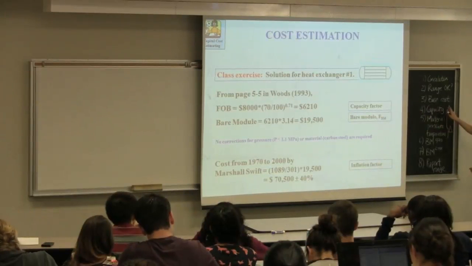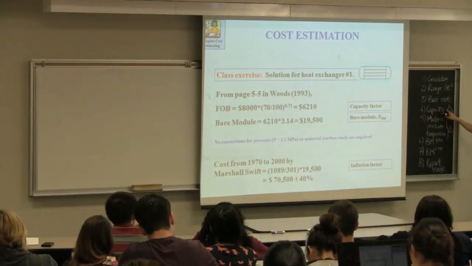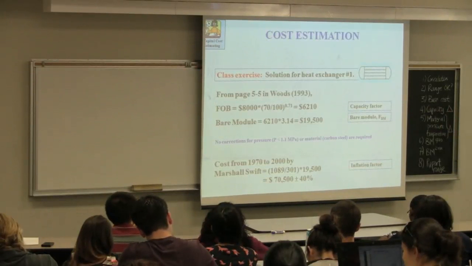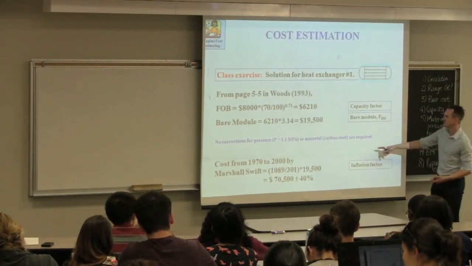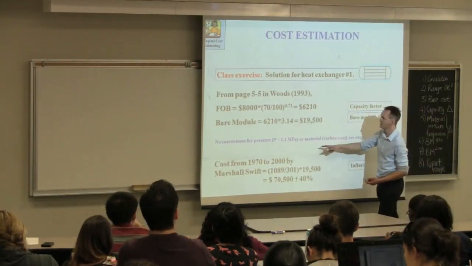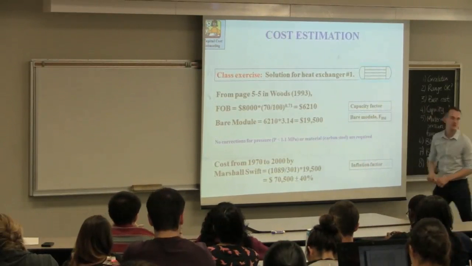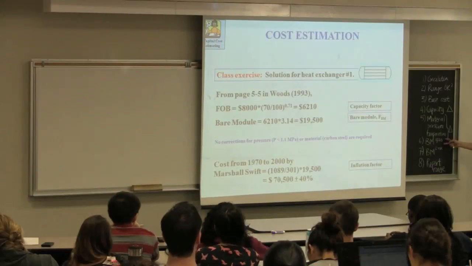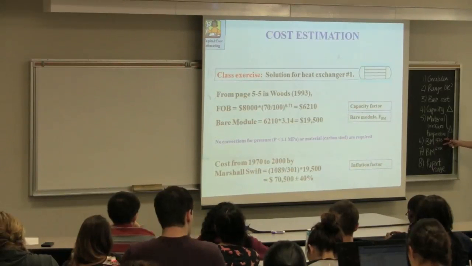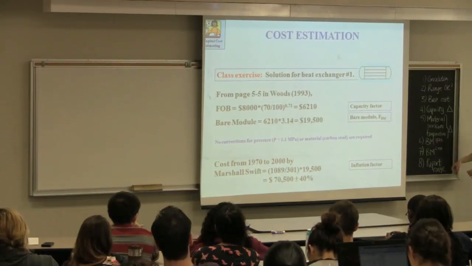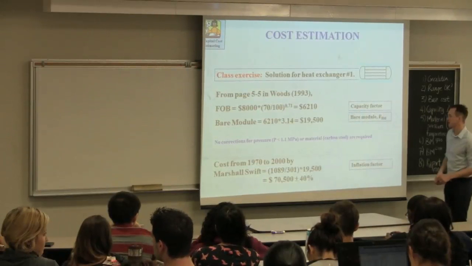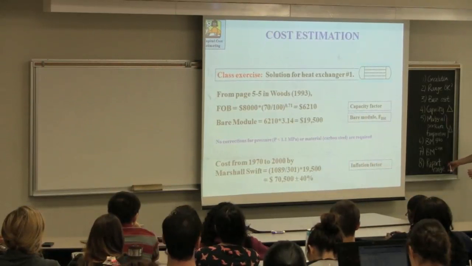So that exponent was looked up on the correlation as well. There was no need to adjust for material, pressure and temperature in this particular case because we were looking at a carbon steel heat exchanger which matched the base case, and we were looking at a pressure that was close to the base case pressure as well. Then that gets us the bare module cost in 1970, which we then escalate up to 2000 using the ratio of 1089 divided by 300, and then reported a range.